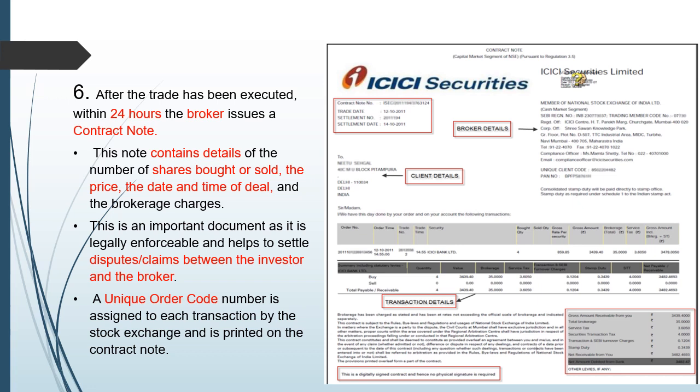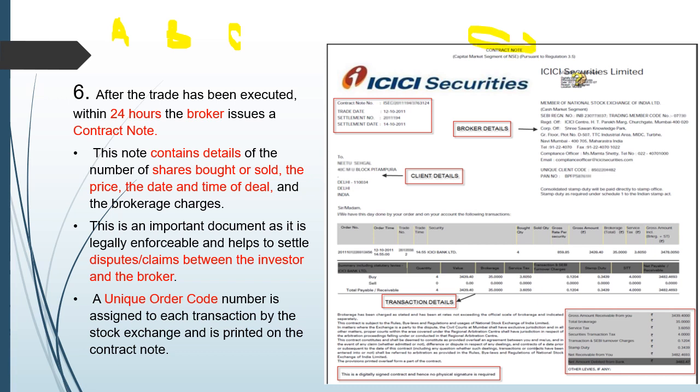Now the next one is, after the trade has been executed, within 24 hours the broker issues a contract note. Now what exactly is happening here? He has told you what exactly are the prices of the shares which you can buy and which you can sell. He gives you a detailed picture of it in a contract note. I was telling you, company A, company B, company C. So he is giving you the share prices of the company, a detailed history. So this is how a contract note is going to be.